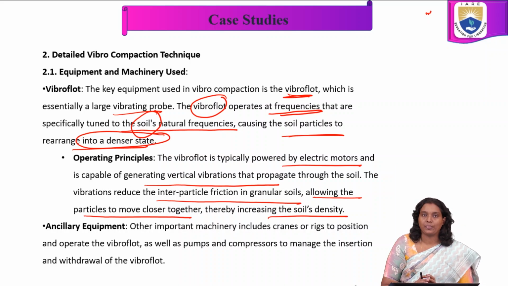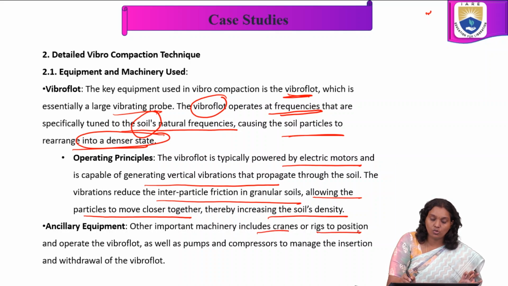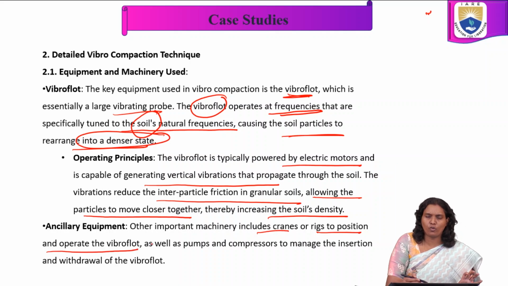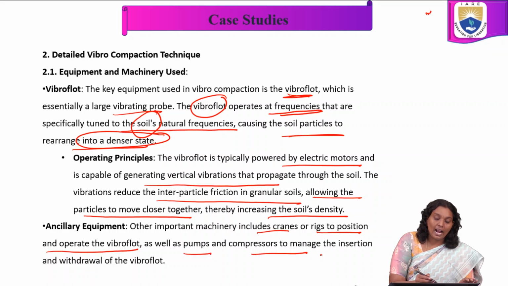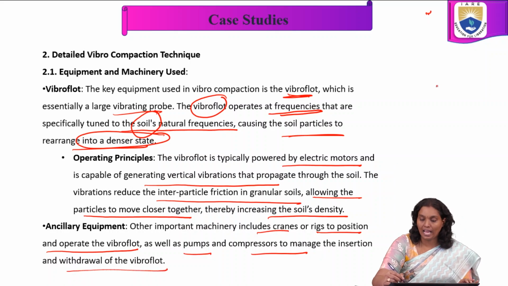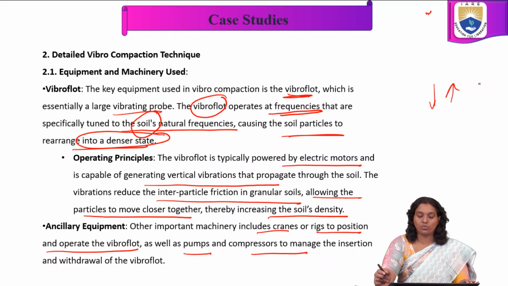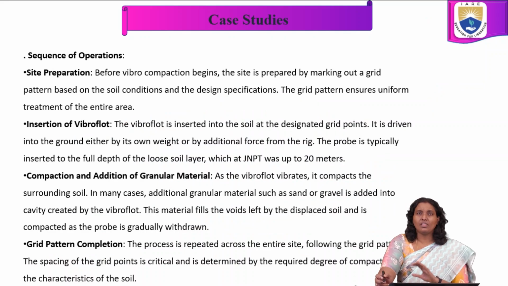In the ancillary equipment we used, cranes are used to reach, position and operate the vibro float, as well as pumps and compressors to manage the insertion and withdrawal of the vibro float. So at the time of the insertion and withdrawing process, we are using these pumps and compressors. In the sequence of operation, first we do site preparation, insertion, adding additional material, and also grid pattern completion. These are all involved in this operation process.